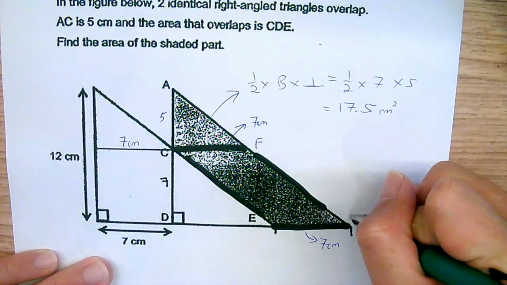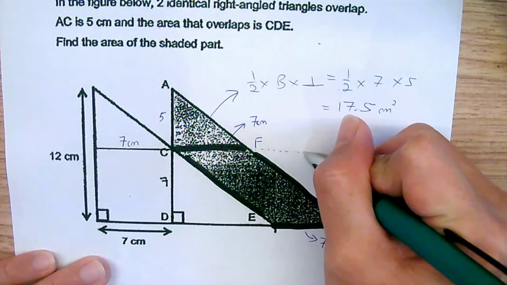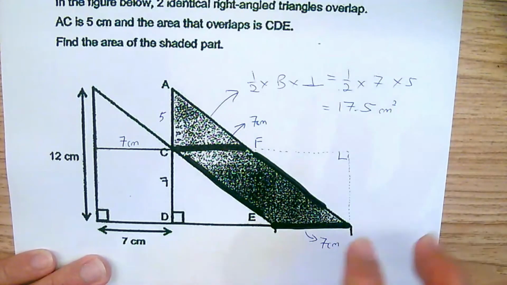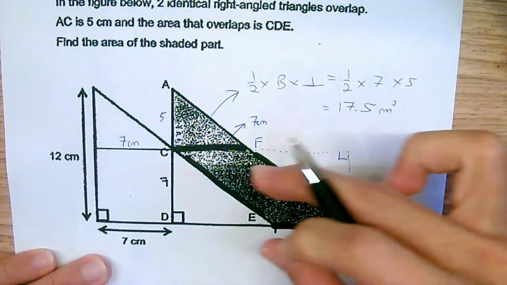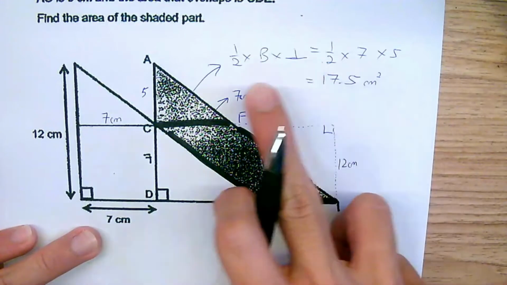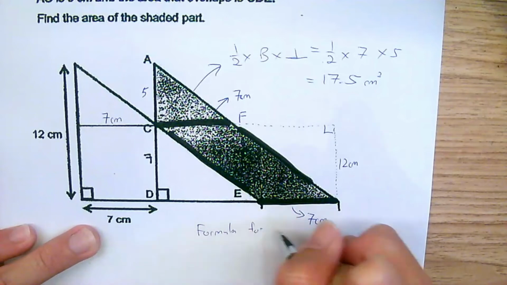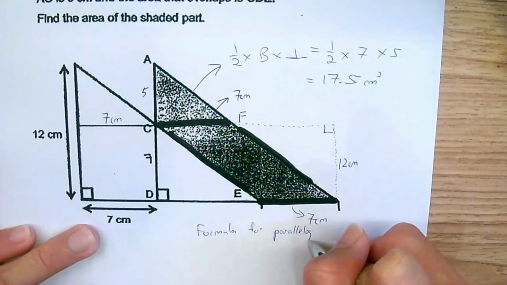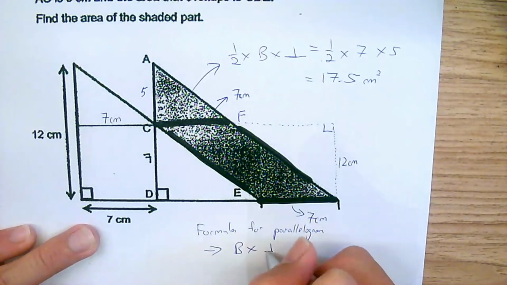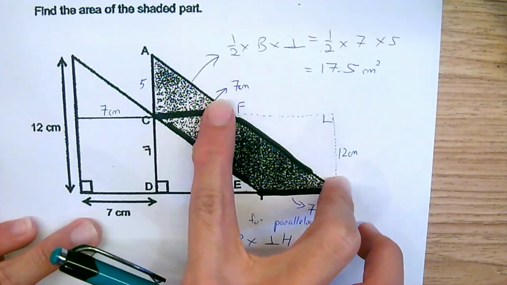How you know is because if you extend this, and then if you extend this, do you see it's perpendicular? So therefore it is 7 and this is 12 cm. So what is the formula for parallelogram? The formula for parallelogram is almost the same as for triangle, just without the half. So I'm going to write here formula for parallelogram. This would be base multiplied by perpendicular height. Do not just take base multiplied by the height. I'm not talking about the slanted height.